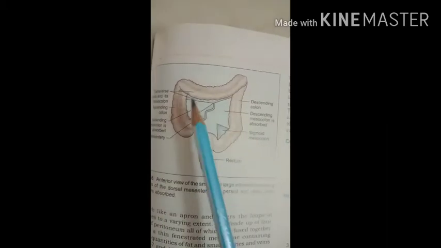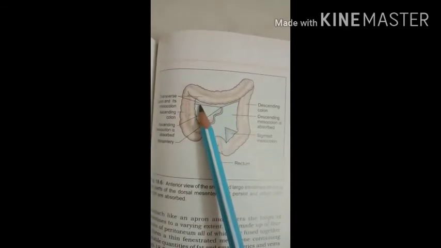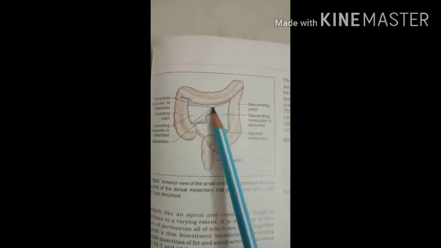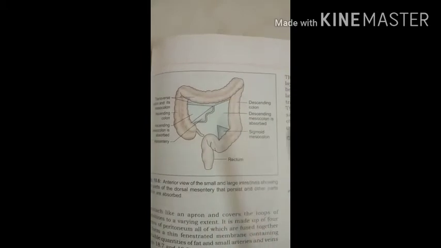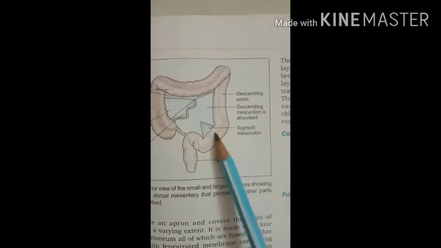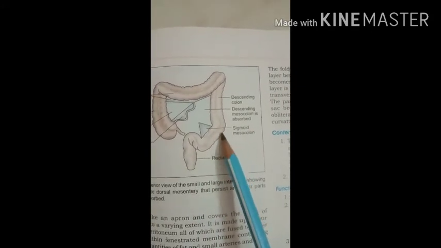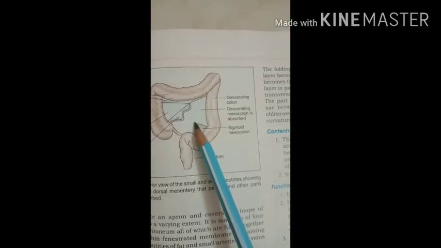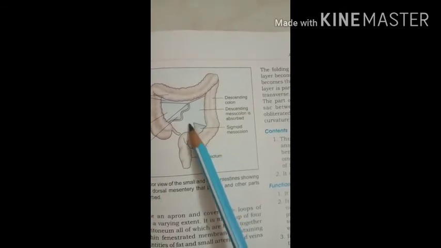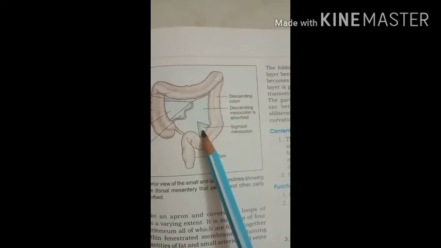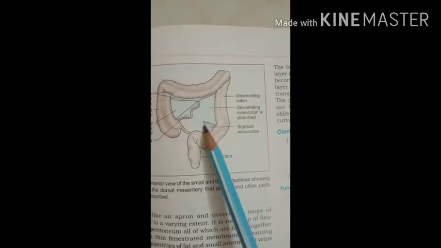Here in this diagram you can see the transverse colon. It is covered by the peritoneal fold and it is called the transverse mesocolon, this one. And second, here you can see the sigmoid colon, which is also covered by the peritoneal fold, and it is attached to the posterior triangular fold of the peritoneum, which is attached to the pelvic wall. So this is called the sigmoid mesocolon.